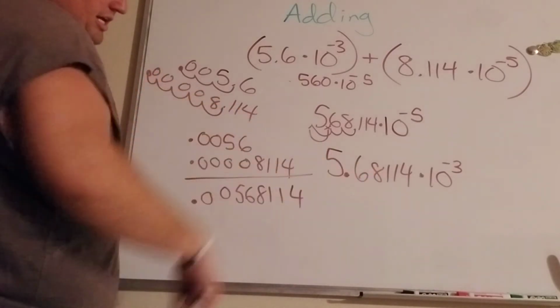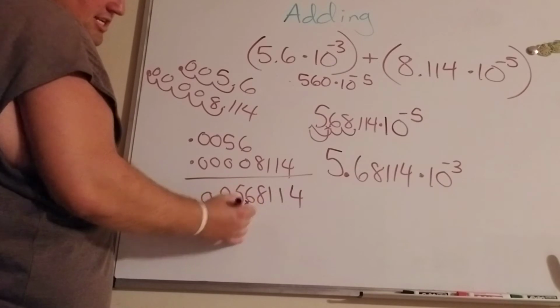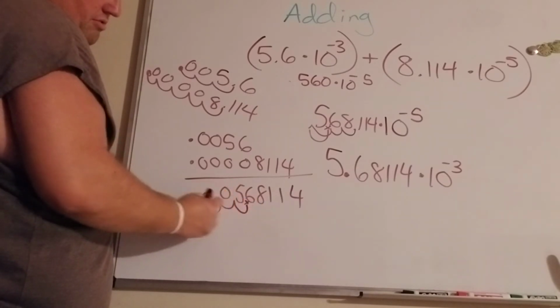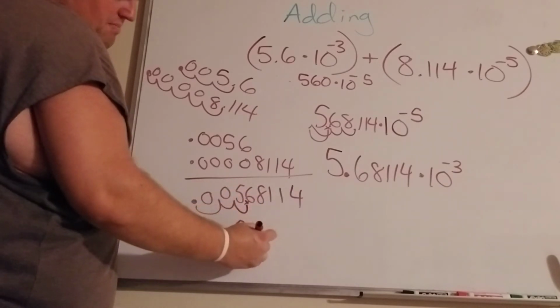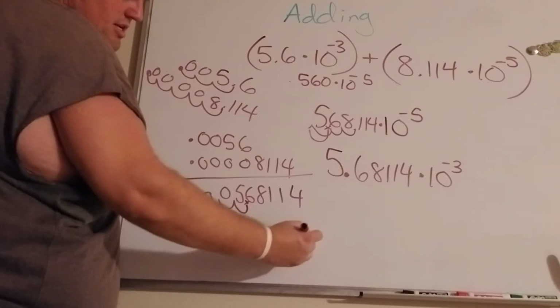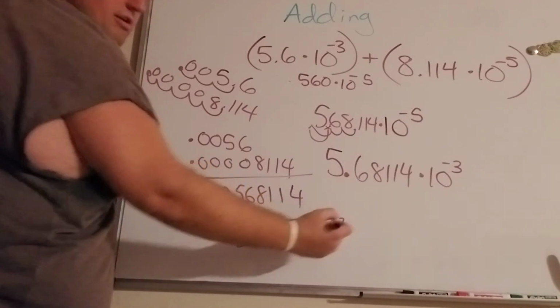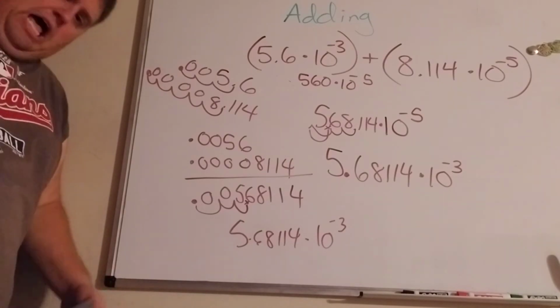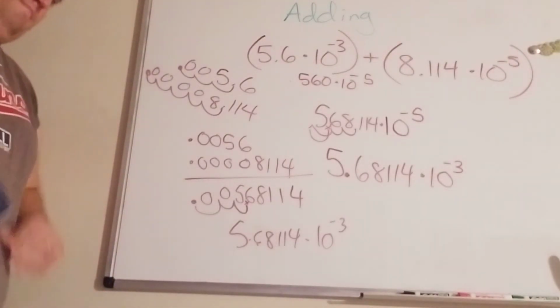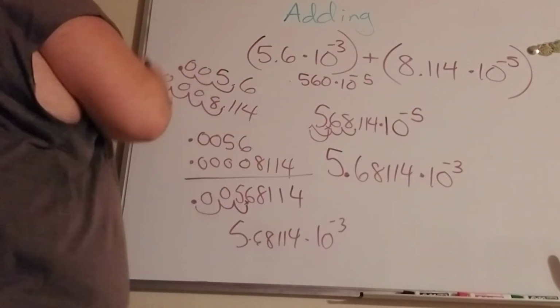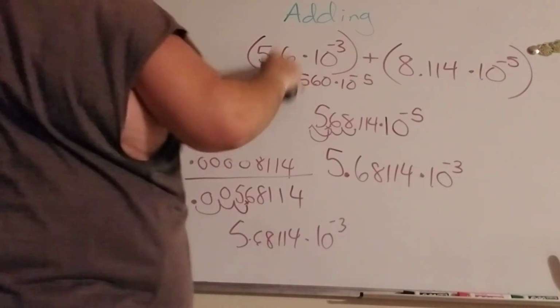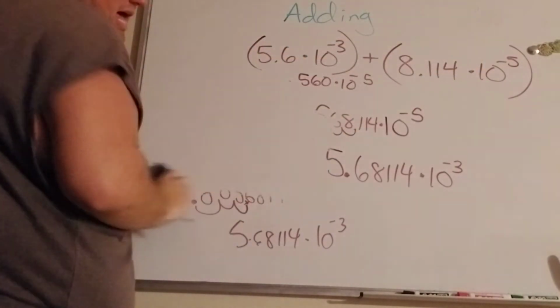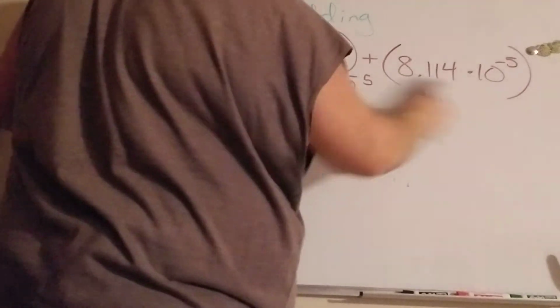And you can see we're going to get the exact same thing when I put it back in scientific notation. 1, 2, 3 to the left. 5.68114 times 10 to the negative third. So that's up to you. It's not going to be fun either way. But if they already have the same exponent, that's actually not so bad. And subtraction is going to work the exact same way.